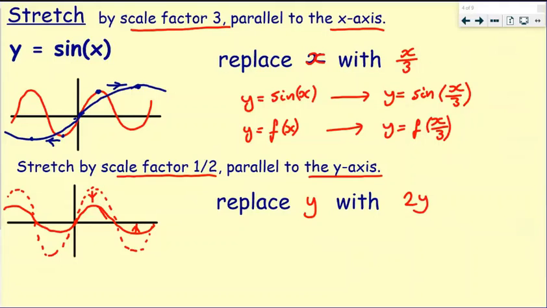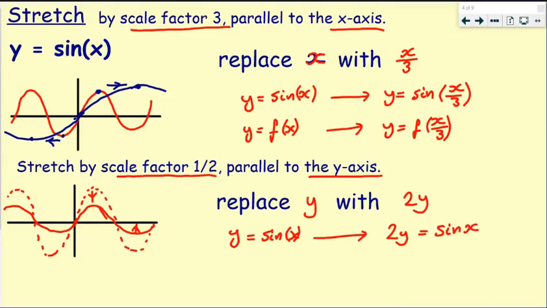If I wanted to stretch it by scale factor 2, it will be y divided by 2. If I wanted to stretch it by scale factor 1/2, it's 2y. By the way, that's the same as y over half. So it's consistent with the method above, just dividing by 1/2 is the same as times by 2. So the equation then, y equals sin x, becomes 2y equals sin x.